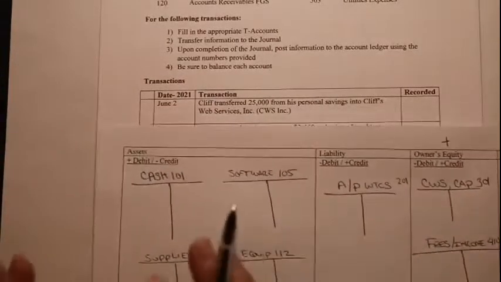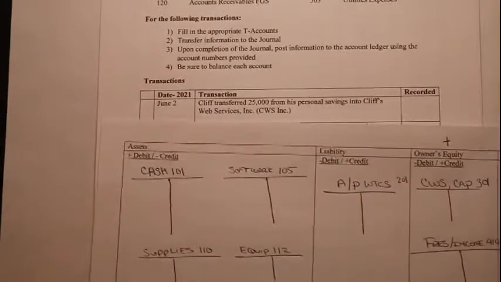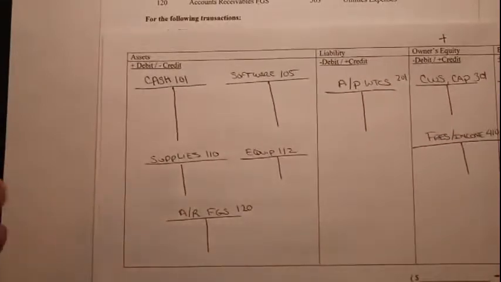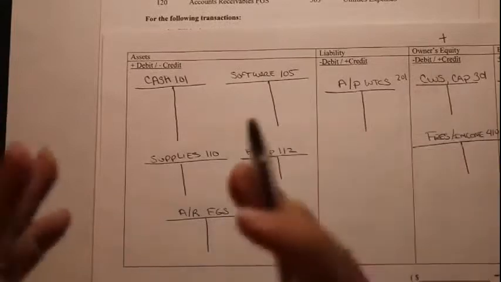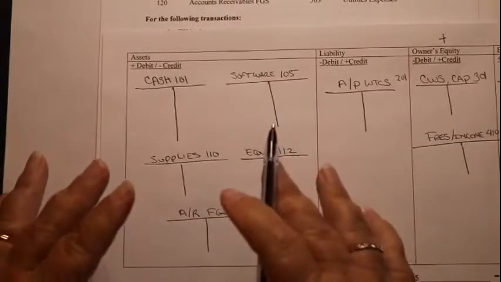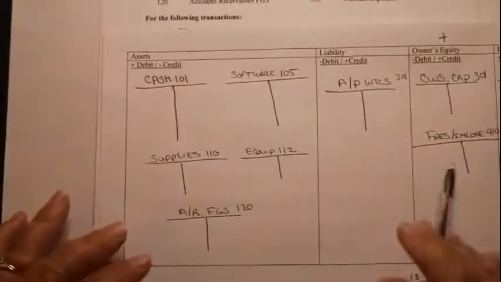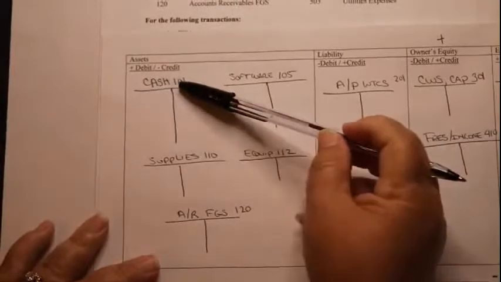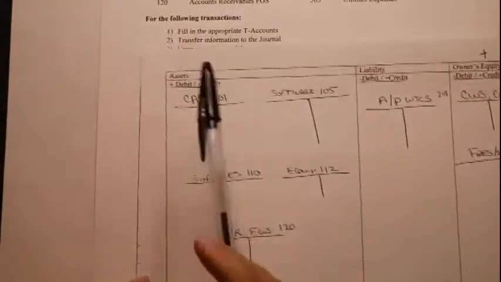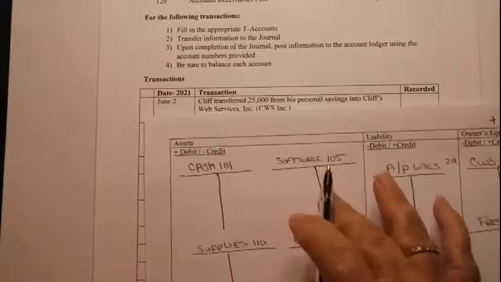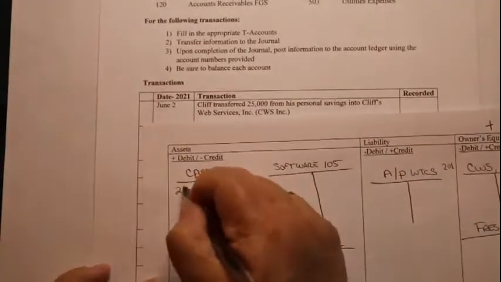So we have a debit and we have a credit. That money is now cash that belongs to the company. So what do I debit and what do I credit? Well, in order to increase cash, we have to debit it. Remember, we always record the debit first. So 25,000.